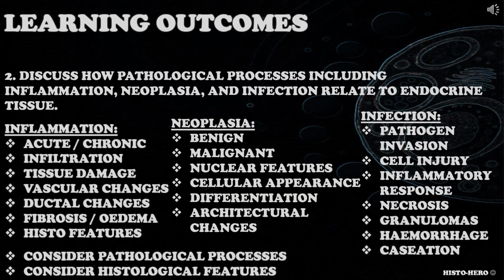How does neoplasia relate to endocrine tissue? Consider nuclear features, cellular appearance and differentiation, architectural changes in tissue. How does infection relate to endocrine tissue? Consider bacterial invasion, cell injury, inflammatory response, necrosis, granuloma formation, hemorrhage, caseation, particularly adrenal.